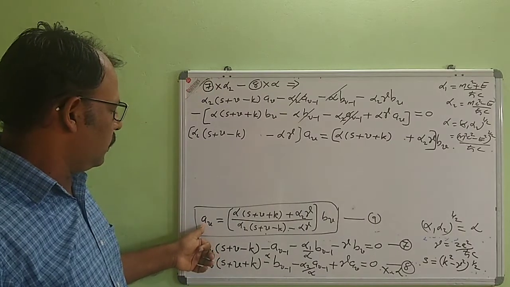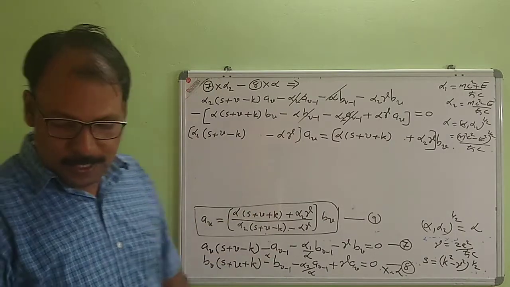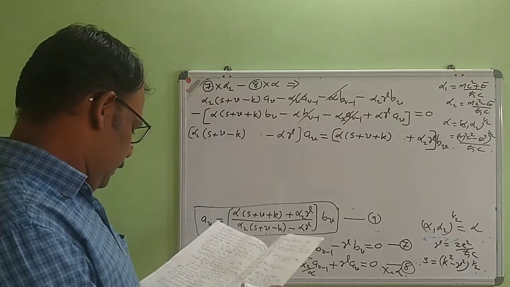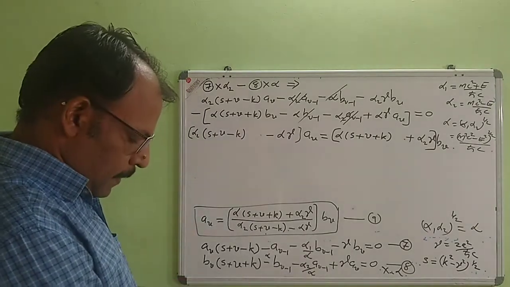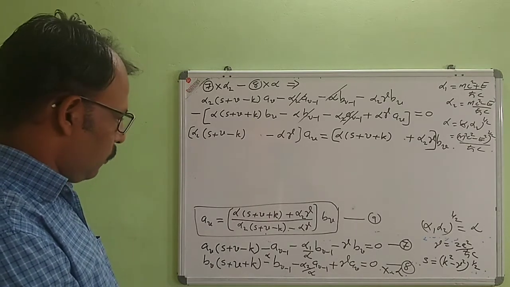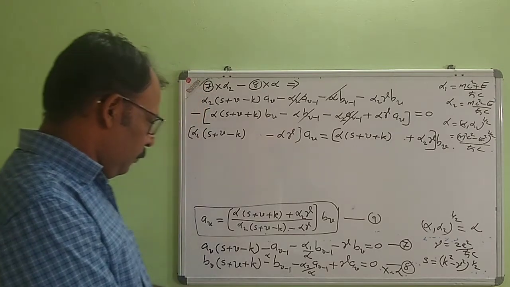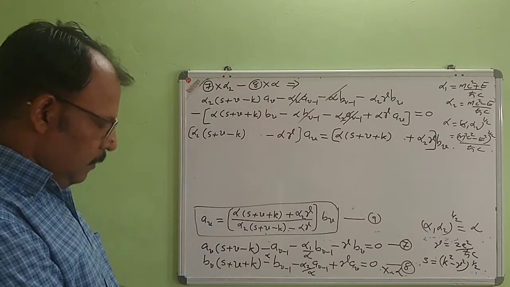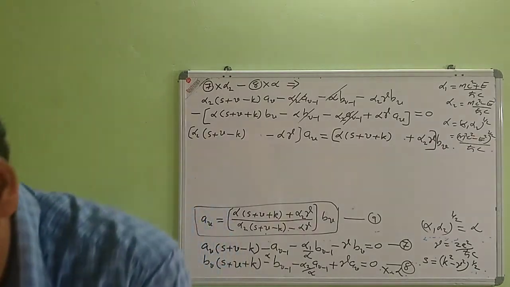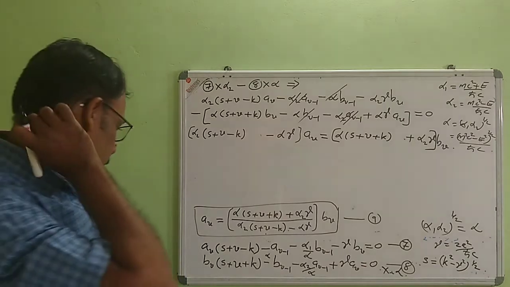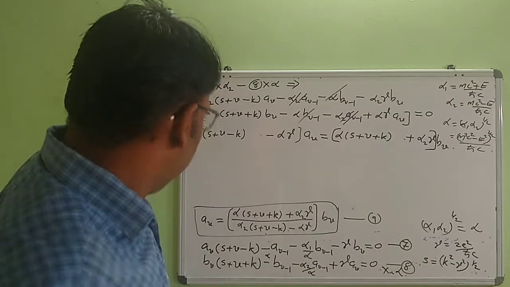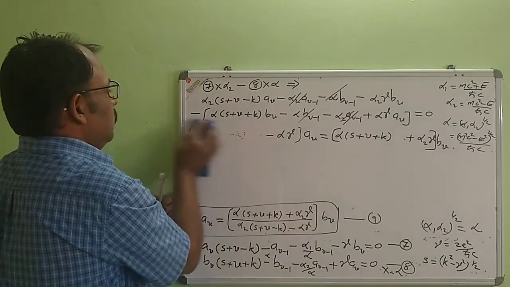We can obtain this equation as AV equal to alpha S plus. Let me check whether that equation is correct or not. So we got the equation as AV equal to alpha into S plus V plus K plus alpha 2 gamma, divided by alpha 2 into S plus V minus K minus alpha gamma, into BV. So we obtained that equation. Now we will find the relation connecting the other coefficients.